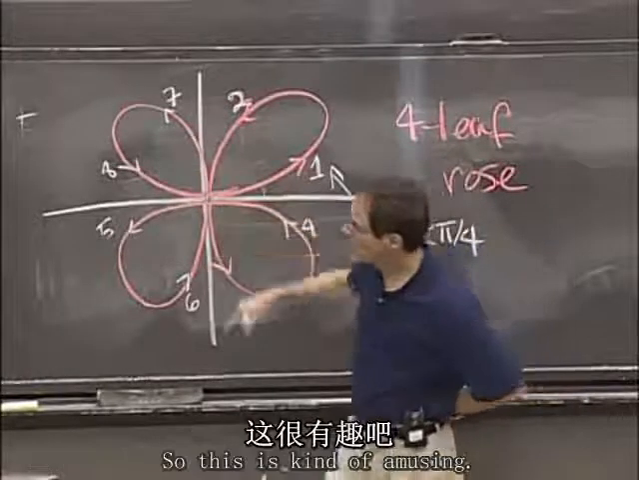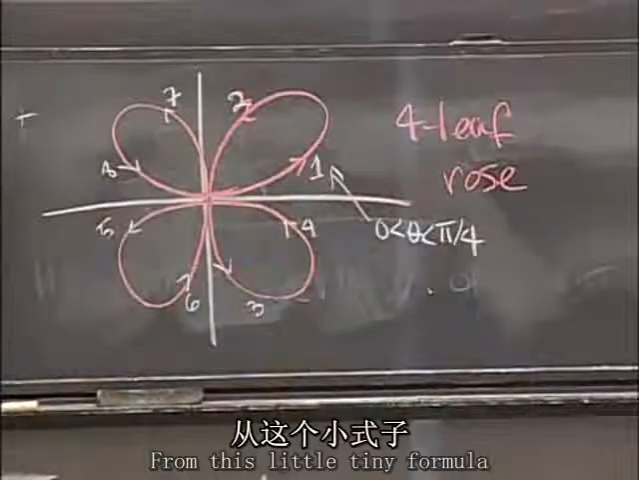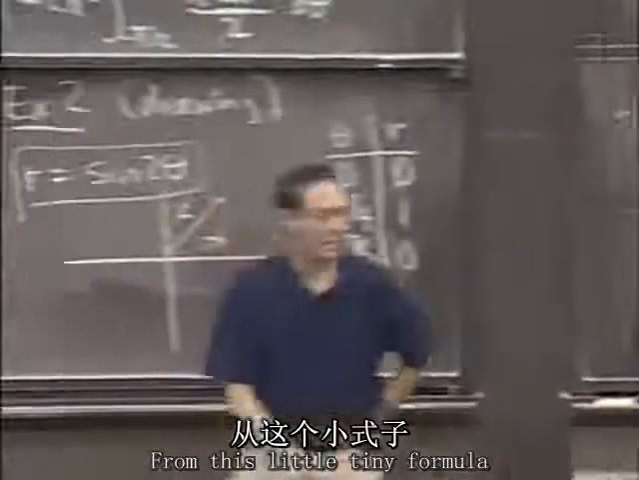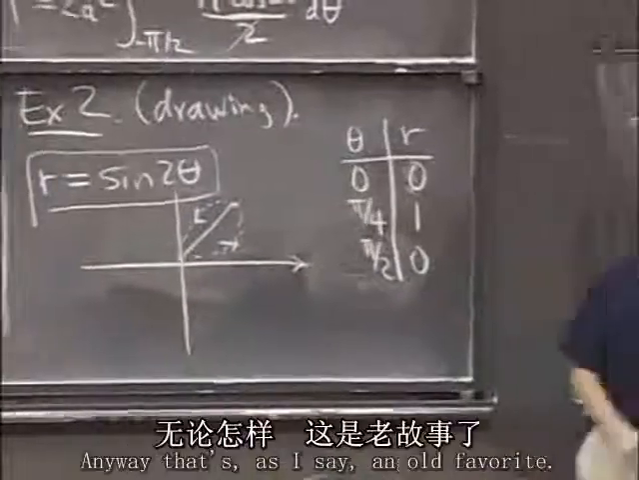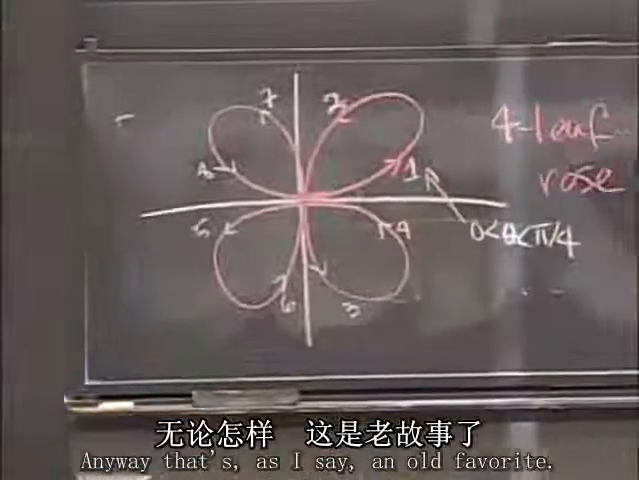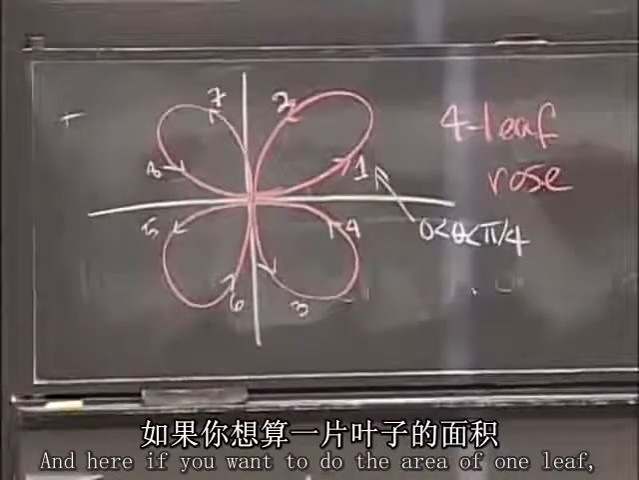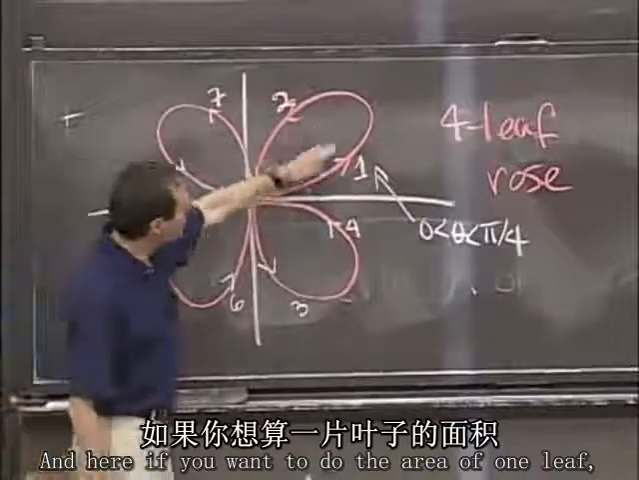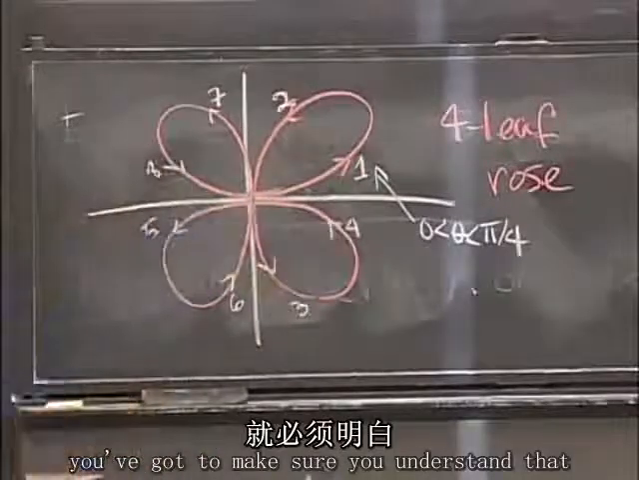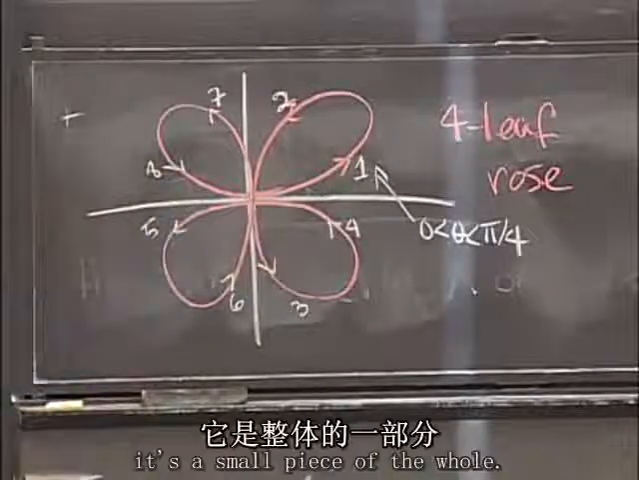All right, so this is kind of amusing. From this little tiny formula, you get this pretty diagram here. Anyway, that's, as I say, an old favorite. And here, if you want to do the area of one leaf, you've got to make sure you understand that it's a small piece of the whole.